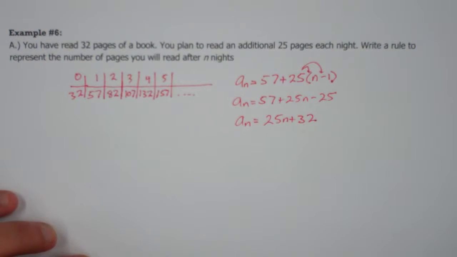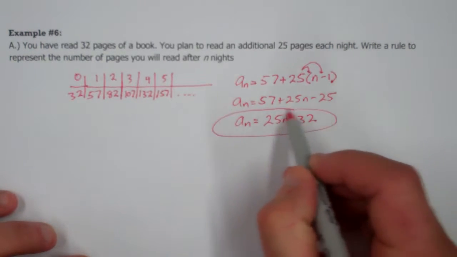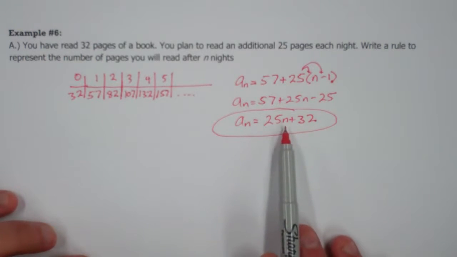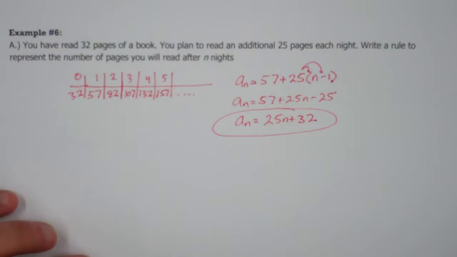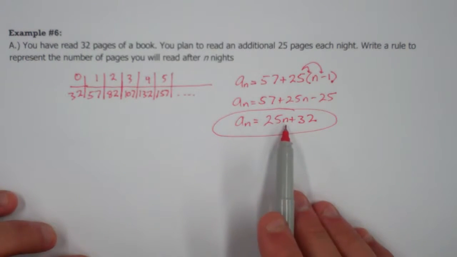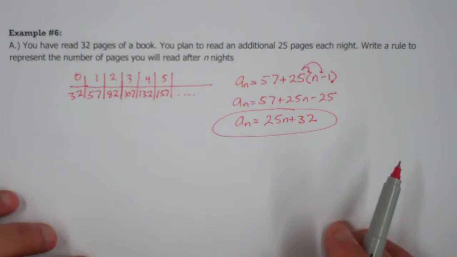We usually would say that n is 1 for the first term, and then you wouldn't have a previous term, but in this case you could kind of think about it like the previous term, I suppose. So this is the rule that accurately represents the number of pages you'll read after n nights. If you want to know how many pages you read after 10 nights, all you need to do is just substitute a 10 right here. 25 times 10 is 250, 250 plus 32 is 282.